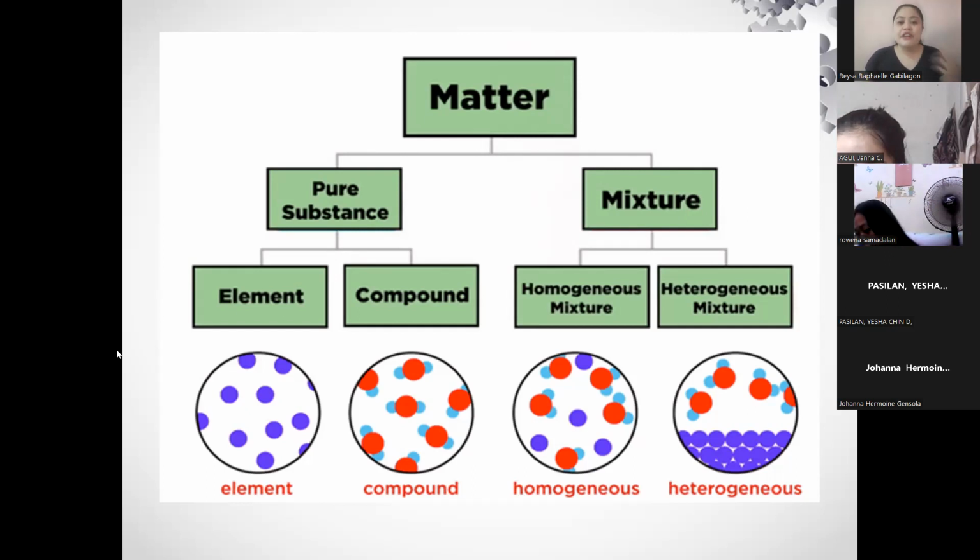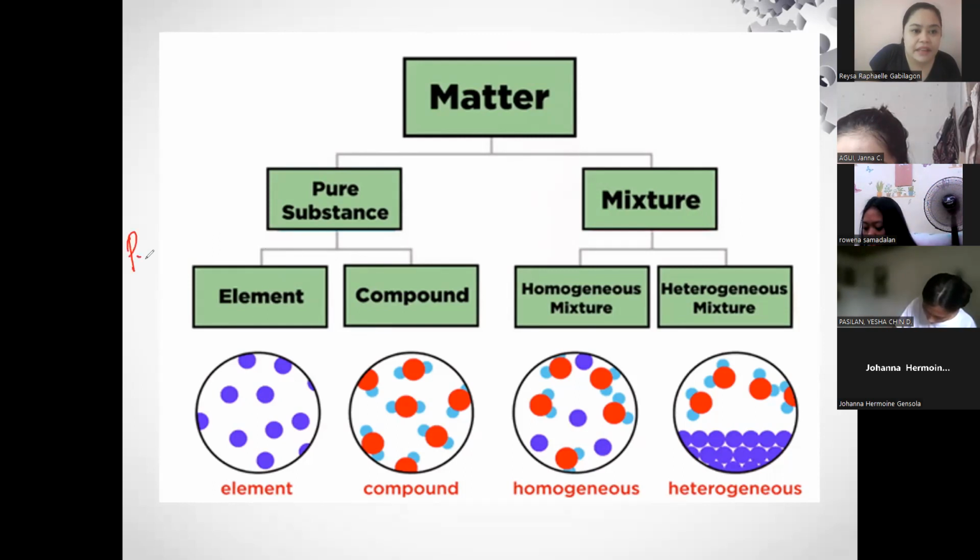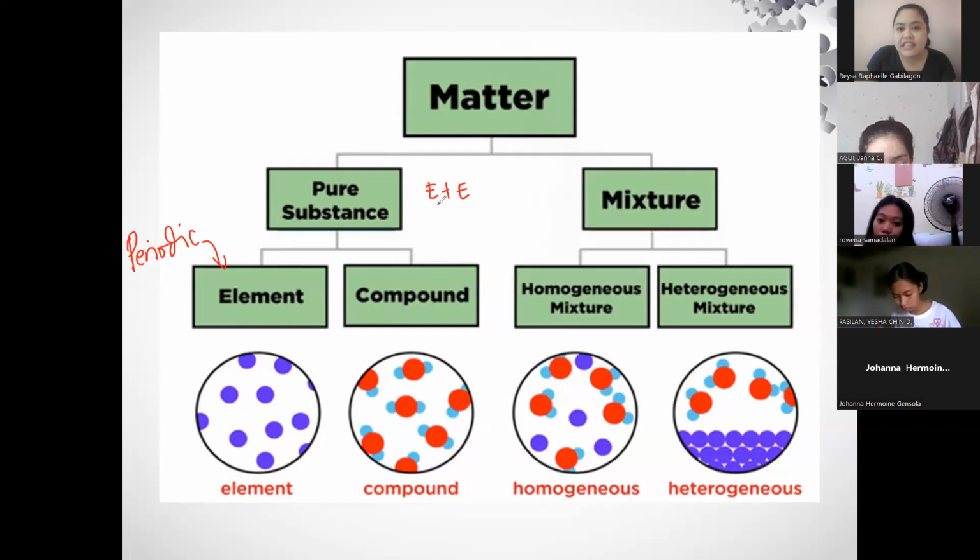Now class, if we combine elements, two or more elements combined chemically with each other, that's the time we call it a compound. It's a compound when it's combined elements, two or more. So our elements are everything you see in the periodic table of elements. But a compound, again, is element plus element. It's not just two, it can be two or more.